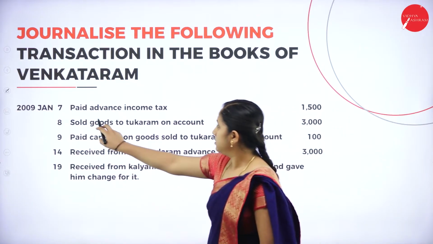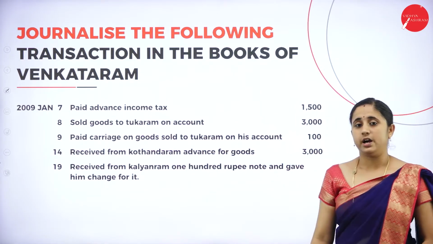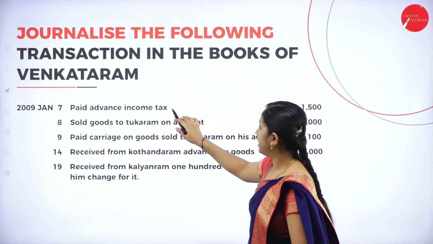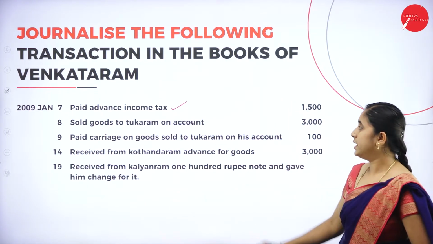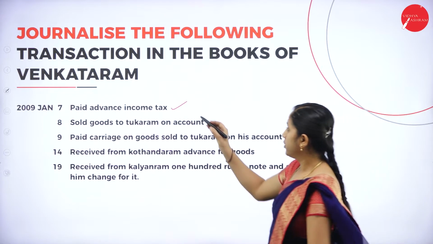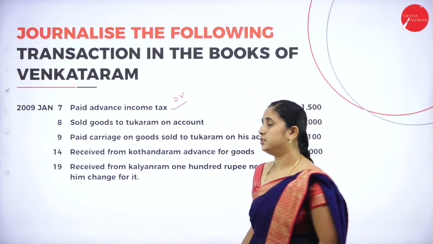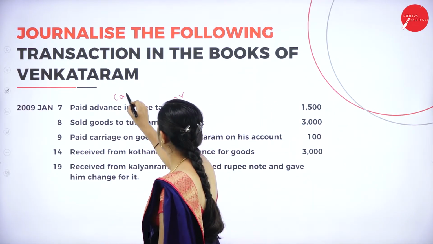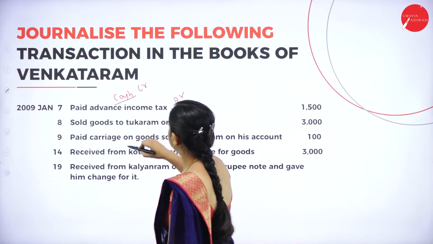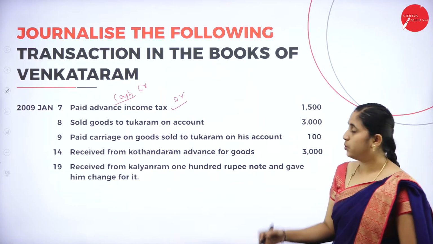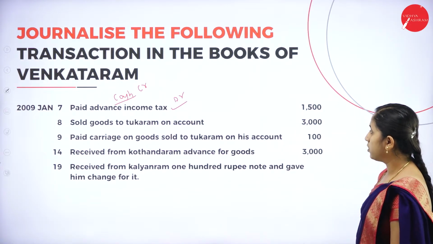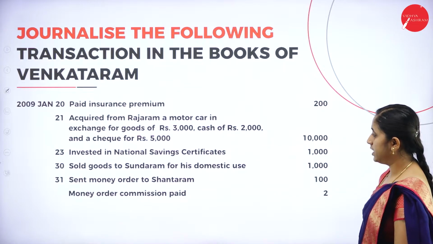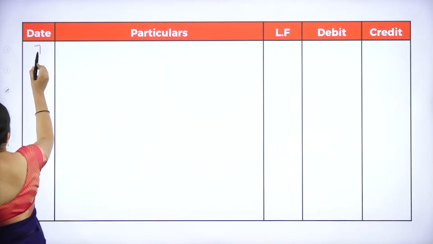Next, on 7th, paid advance income tax. Advance income tax is a personal expense, but it is paid from the business, so it is considered as drawings. Drawings should be debited, and you are paying, which means cash is going out, so cash should be credited. Debit the expense, credit what goes out. Here cash is going out. On 7th, you paid advance income tax of rupees 1500.